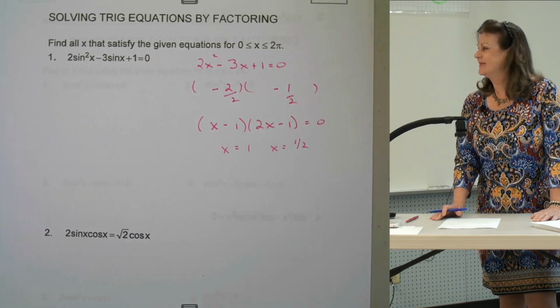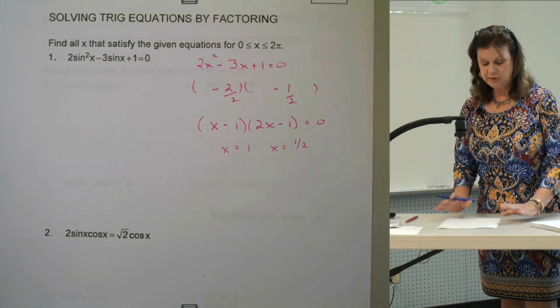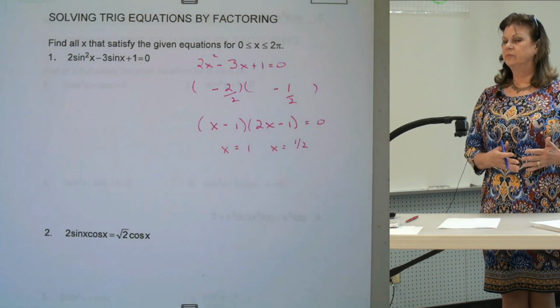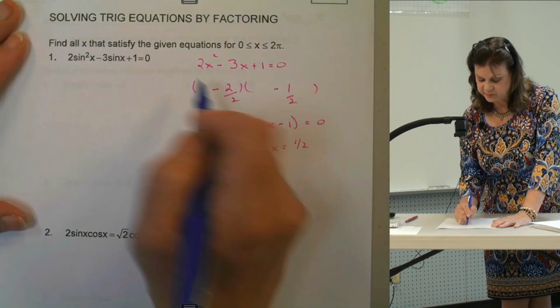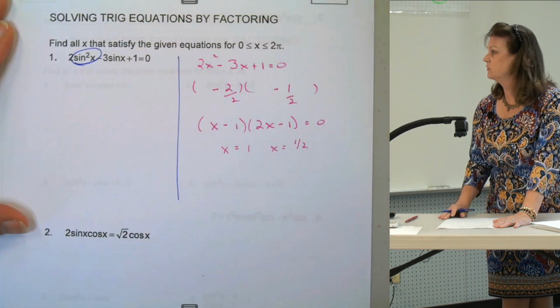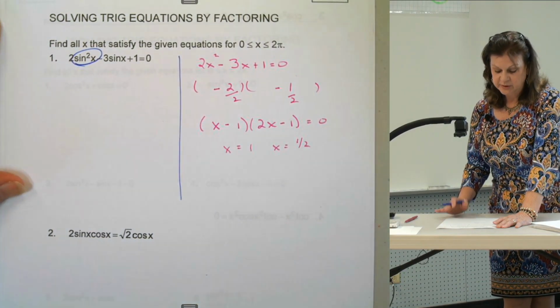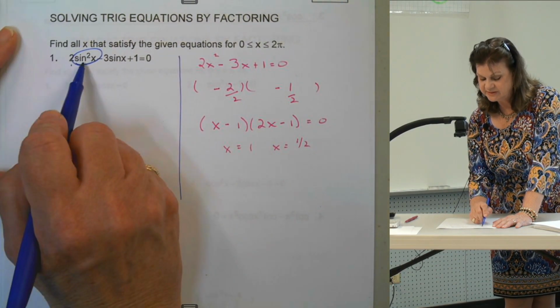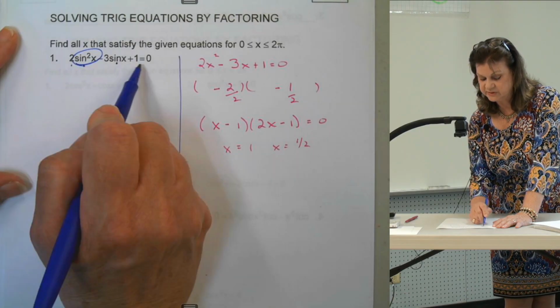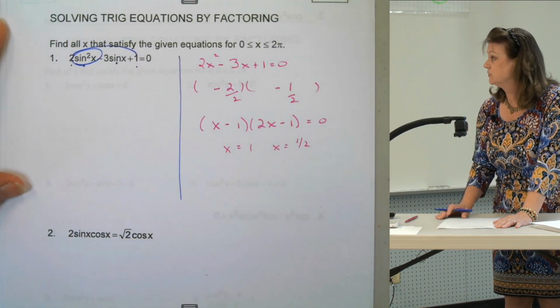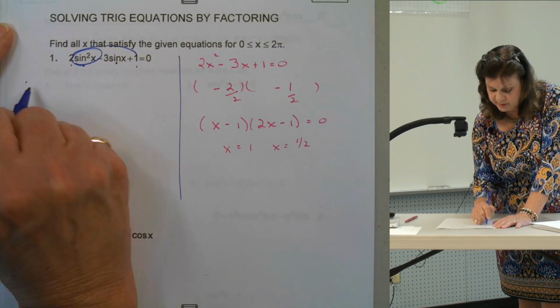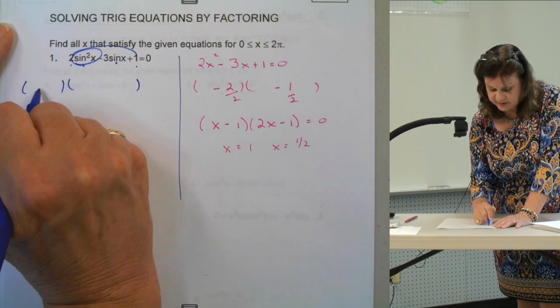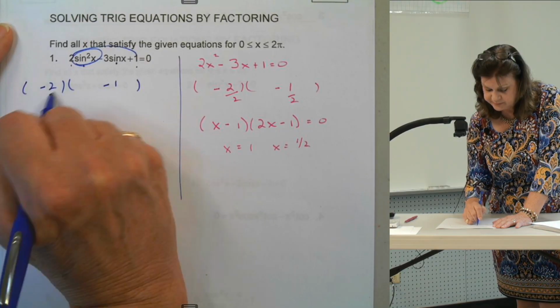Okay, sorry about that. You're going to use that exact same mathematical usage when you're dealing with the trig. It's no different. So again, I've got 2 sine squared minus 3 sine plus 1, and I'm looking for factors of 2 that add to give me 3. Everything's going to be the same. I've got negative 2, negative 1.